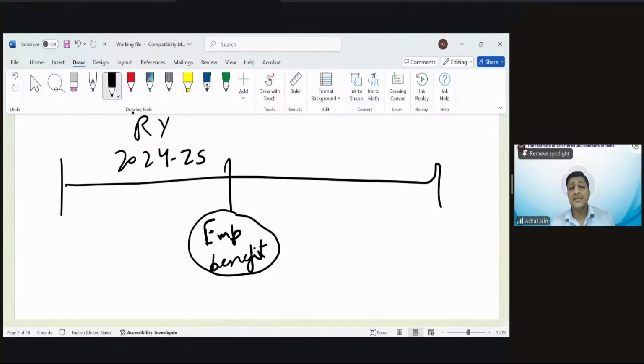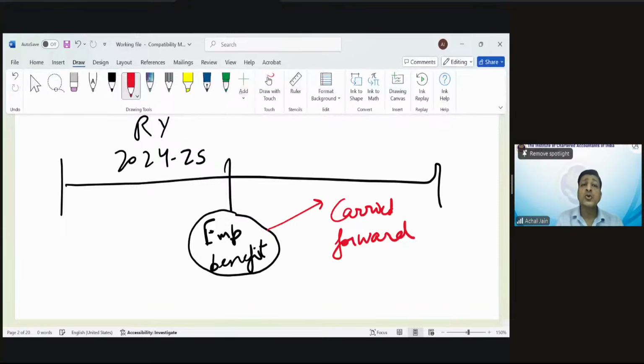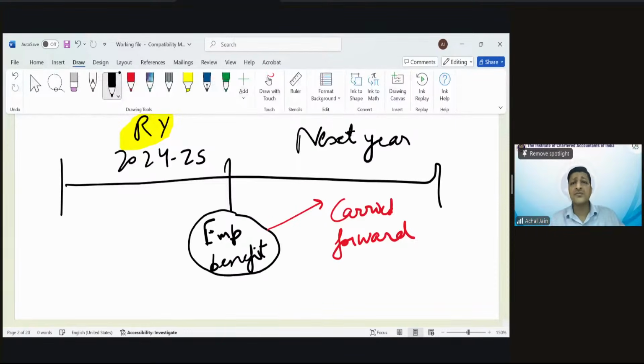Now the question arises, should this employee benefit, which will be carried forward to next year, be recorded in the reporting year itself, or should it be recorded in the next year? So this is next year. Now clear on the question. I think now you will be able to answer this faster. And I can see responses coming up now.